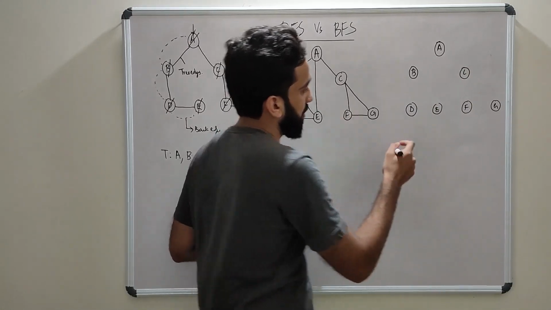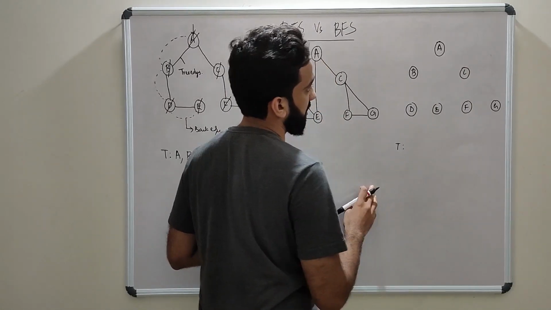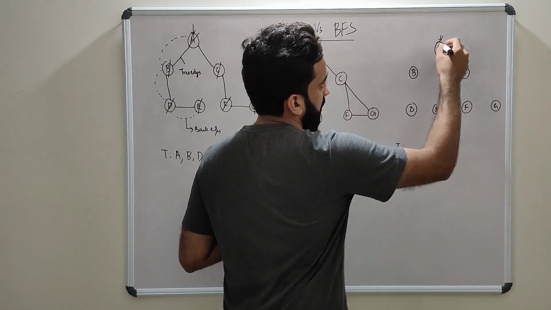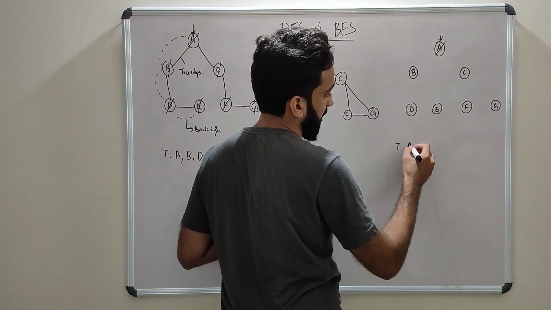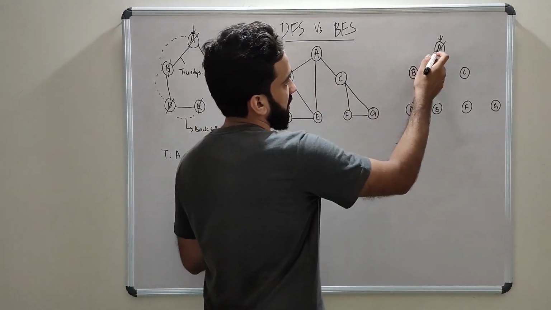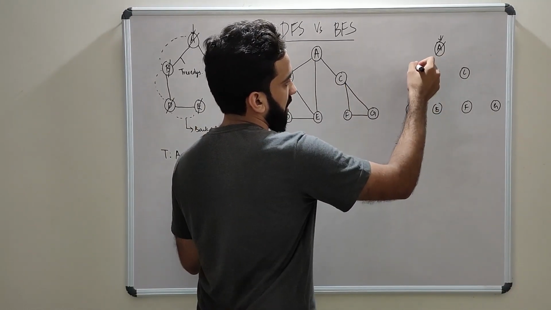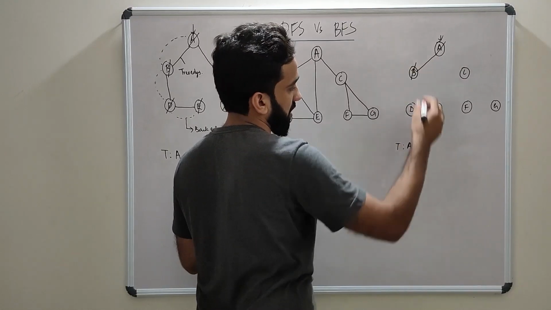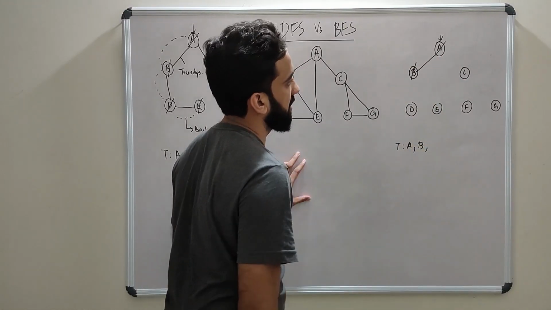So let's take this example. So we have our T list here, traversal list here. Let's say we start from A. So we'll mark A as visited. From A, it has B, E and C connected. So let's say it goes to B. So we'll mark B. We'll add B to our list.